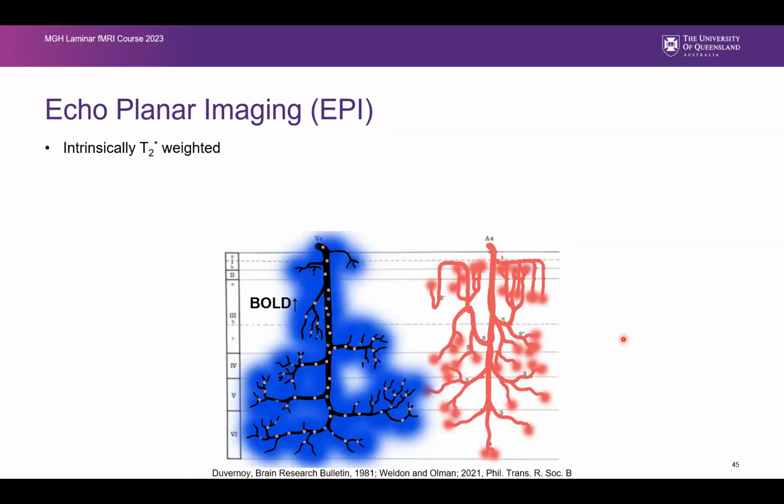And then basically the most commonly used contrast, and why it is the most commonly used contrast, is using an EPI, which we already do because it is intrinsically T2 star weighted. So we don't need to do anything extra, just acquire the image and it will already have the contrast we want.